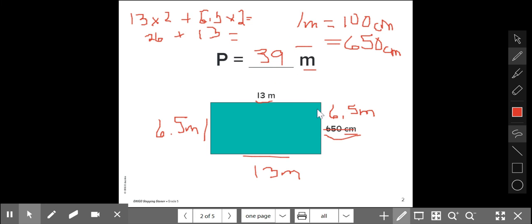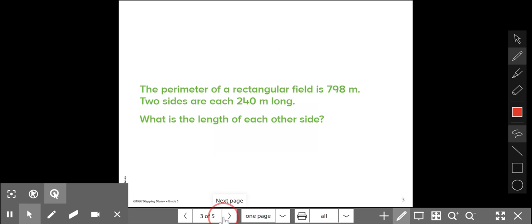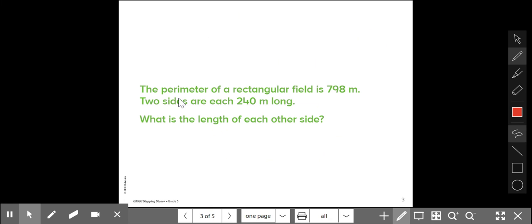Remember, all we're doing is measuring the outside edges here. This next one is a story problem, and we need to read carefully to find out what we know and what we need to find out. The perimeter of a rectangular field is 798 meters.